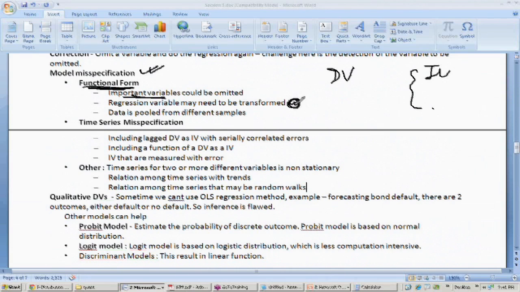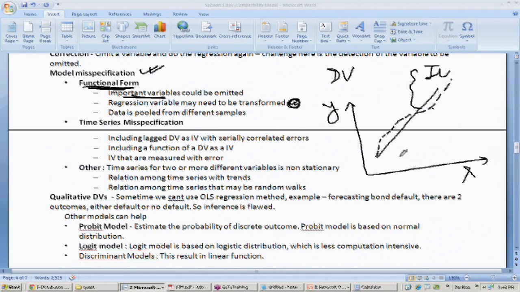I took an example in the previous class wherein we may be required to transform an independent variable. What was that case? Think about it, you have y and x, and you have said that it's a straight line. In reality you are seeing a curved case. That means y and x are not linearly related, though you are saying that they are. That is a model misspecification, and the variable may need to be transformed.